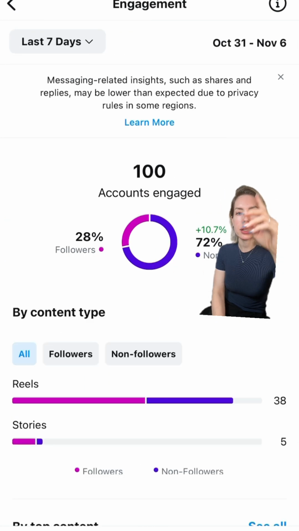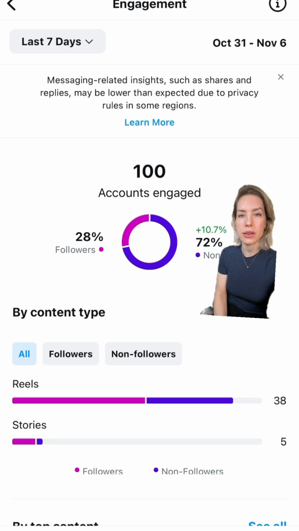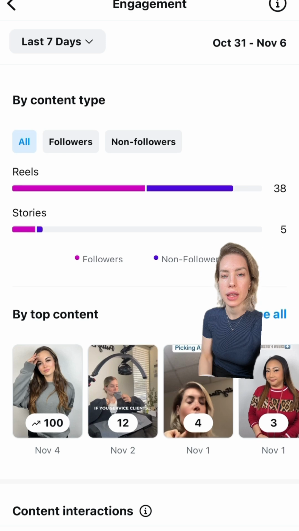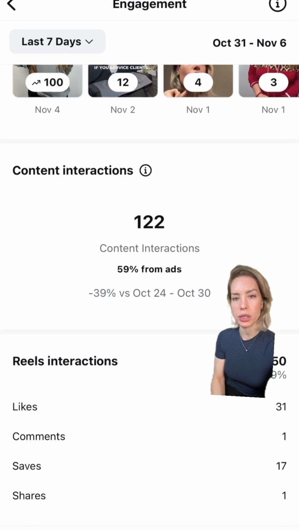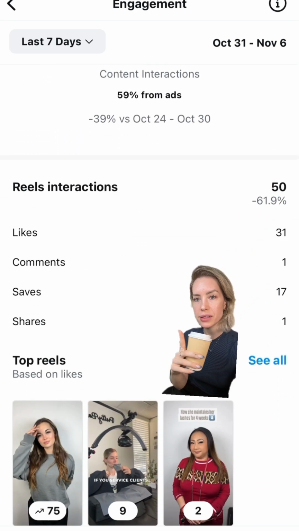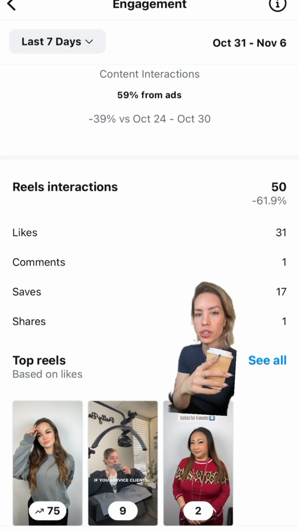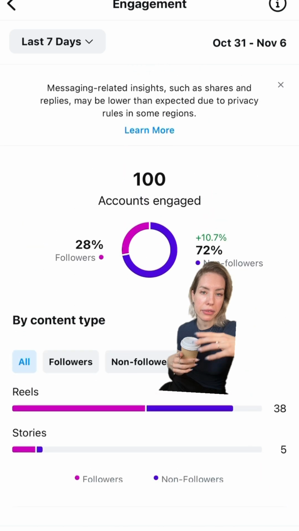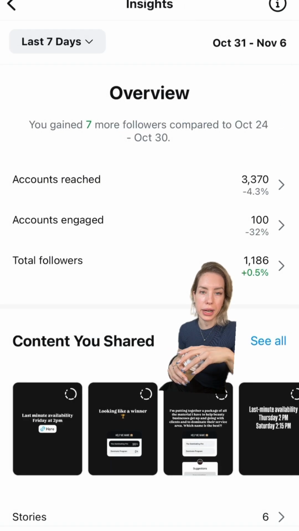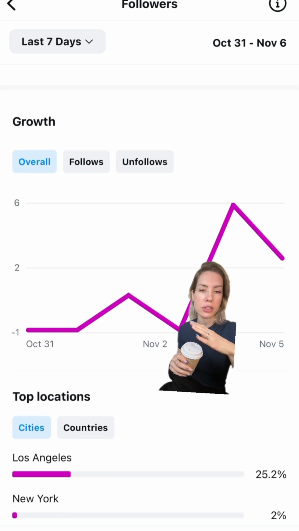We can click on engagement. That was the next one down. 100 accounts engaged with mine in the last 7 days. Again, followers, non-followers. And then it'll give a little bit more of a breakdown of likes, comments, how many saves, shares. Saves and shares are the most important thing on Instagram. Every time I see a report come out about their algorithm and what's better, it's saves and shares all the time.